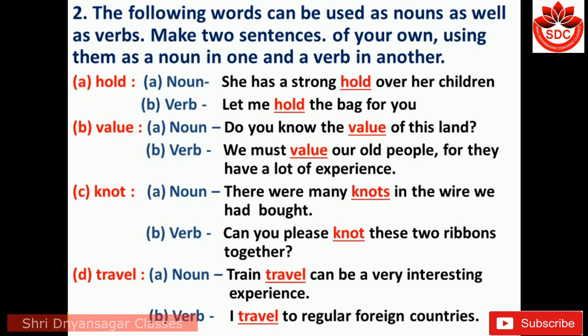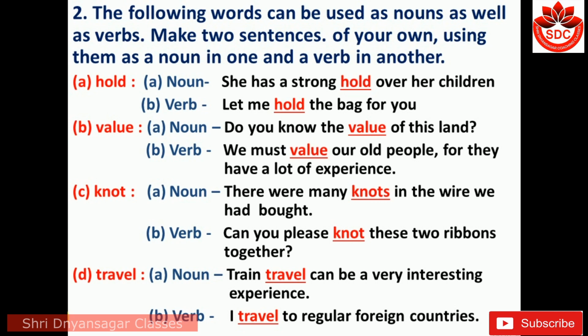C. Knot, K-N-O-T. We have to use it as a noun and a verb. There were many knots in the wire we had brought. Verb. Can you please knot these two ribbons together? Here, knot is used as a verb.